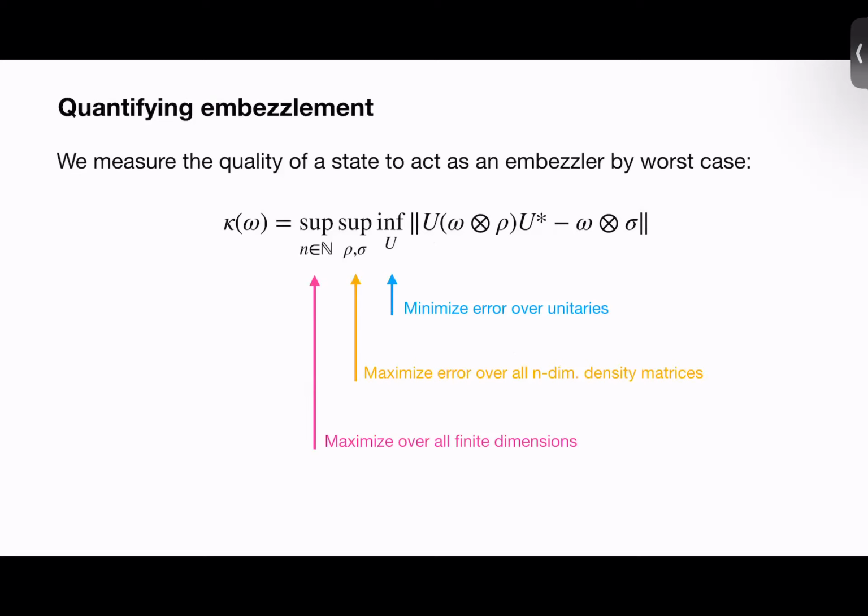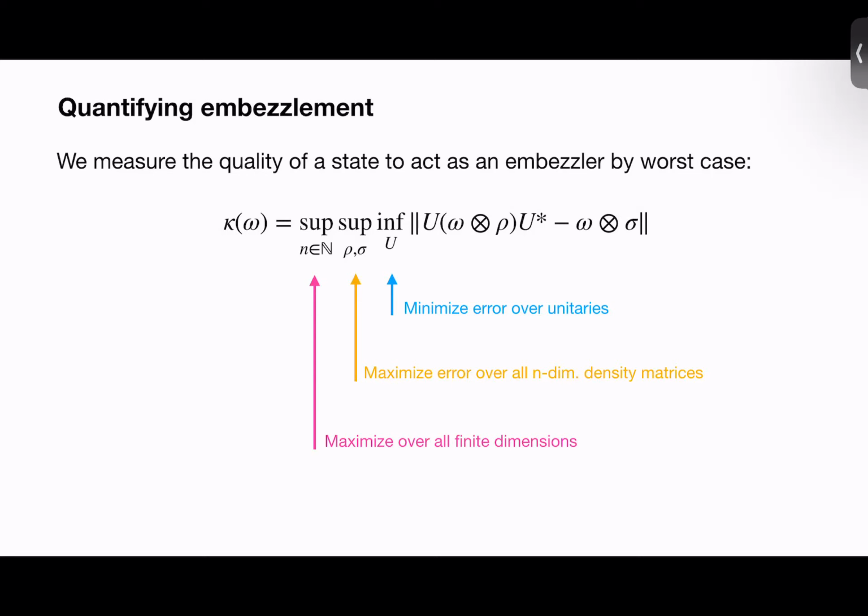So to make progress, we introduced this quantifier for embezzlement. This quantity kappa here is supposed to measure the quality of the state to act as an embezzler. What we do here is a worst case error. We first optimize over all finite dimensional quantum systems, all dimensions. Then you optimize over all states rho, sigma with this dimension, and you ask whether you can map omega tensor rho to omega tensor sigma with a unitary. And then, of course, you take the infimum over all unitaries. If this is 0, then this state is an embezzler. It can do a state transition from any rho to any sigma of any dimension, to any error epsilon. And this quantity will play a central role.